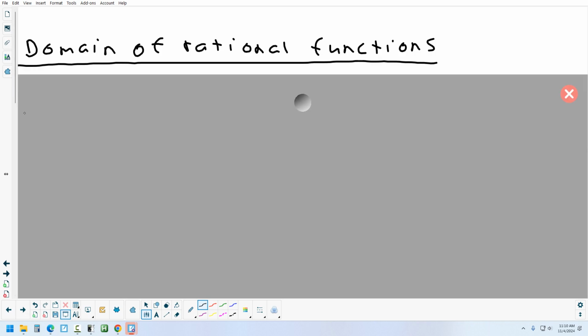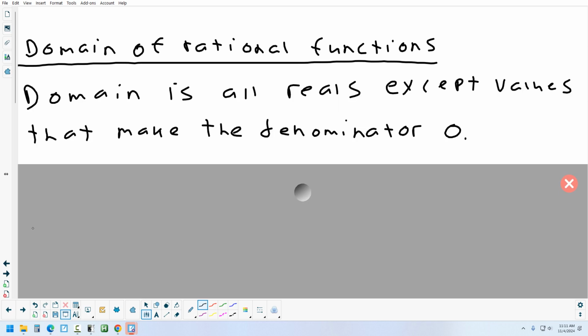So, what is the domain of a rational function? Well, rational function means you have a fraction. What's the only thing that you are not allowed to do in a fraction? Divide by 0. You can't divide by 0. So the domain is every value except numbers that would make the denominator 0.